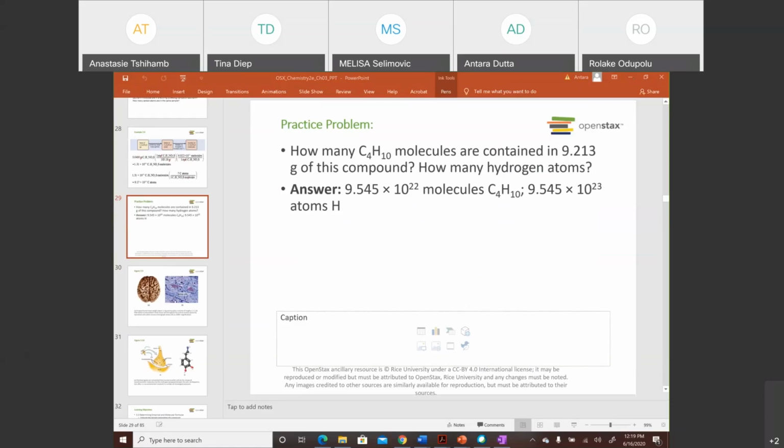Can we try it here? Yes, please, and see if we might get it wrong. Yes, that's what I want, to correct you if you are wrong in any case. So please do that. How many C4H8 molecules are contained in 9.213 grams of this compound? And how many hydrogen atoms are there?